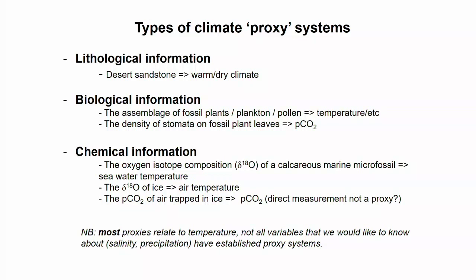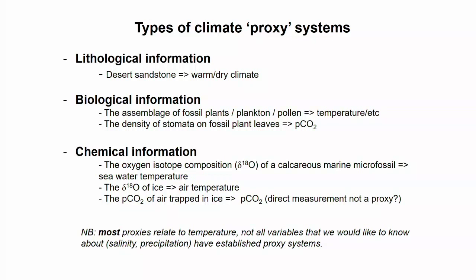And it turns out that the number of those holes on a leaf in any one area or any one number of cells is related to the atmospheric CO2 concentration. So we can basically just count the holes in a leaf and use that as an indirect measure of the atmospheric CO2 concentration. And then the last category is chemical information.